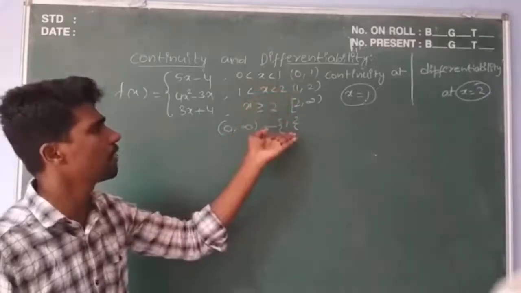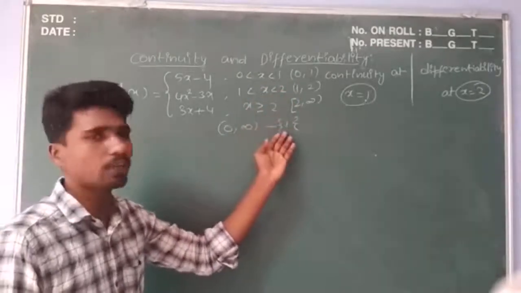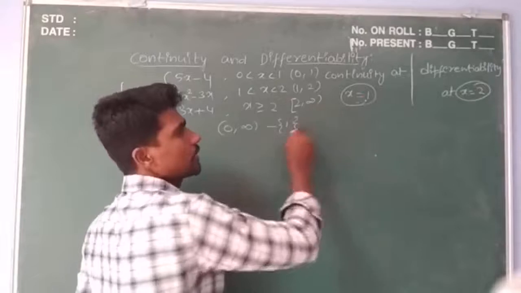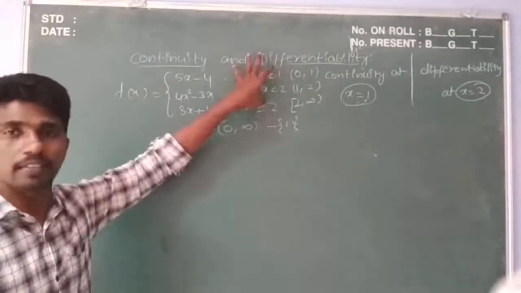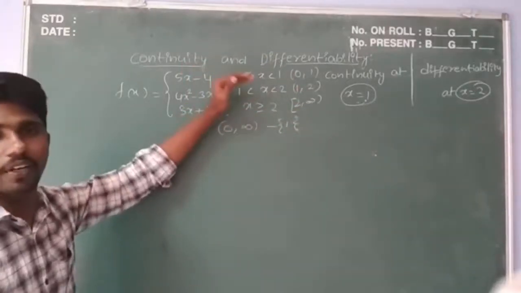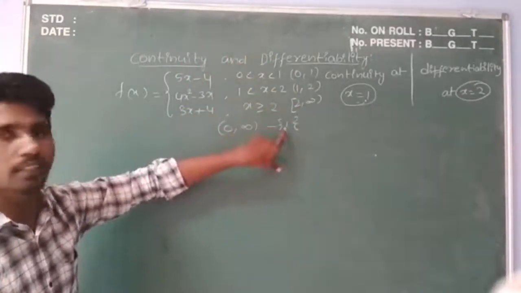The given function is not defined at 1. It does not exist at 1. So at 1 the function is discontinuous. So we can say 1 does not belong to its domain. Therefore, we can say the given function is discontinuous at 1.